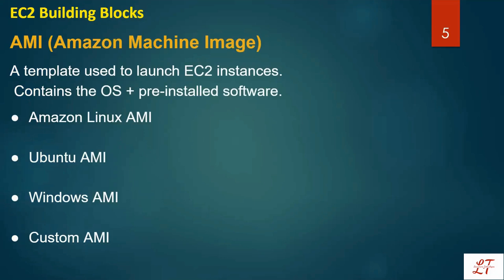Coming to the AMI, Amazon Machine Image. It is nothing but a template used to launch an EC2 instance, and it contains the operating system and pre-installed software. There are many types of AMI: Amazon Linux AMI, Ubuntu AMI, Windows AMI, and custom AMI.